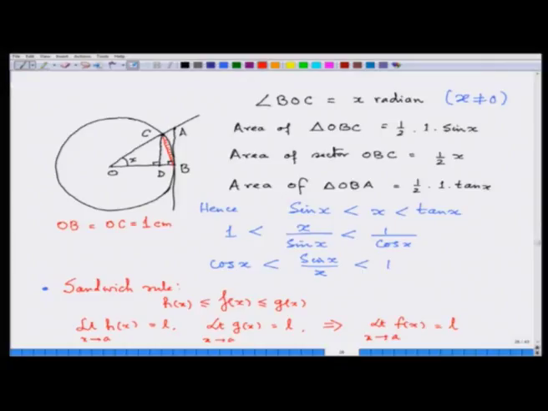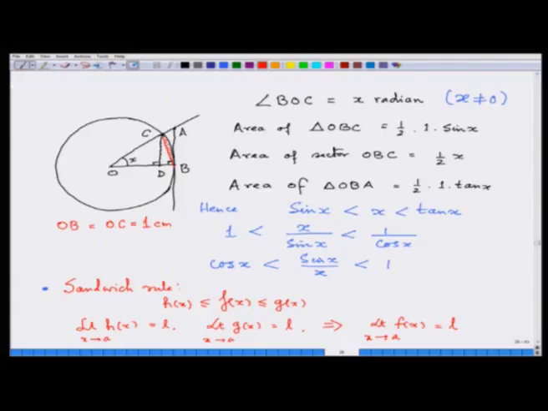So, the circular sector OBC is the triangle OBC plus this additional red marked area. Then we will calculate the area of triangle OAB, and of course you can see that triangle OAB includes both the circular sector and the triangle OBC. So the area of triangle OBC must be smaller than the area of the circular sector, which is smaller than the area of triangle OAB.